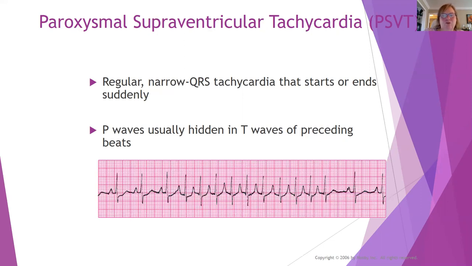Let's see how many we have. 1, 2, 3, 4, 5, 6, 7, 8, 9, 10. And then do you notice there's a little bit of a gap? And we move back into what will be our normal sinus rhythm. So it's not unusual to see it's a rapid beat. It's that narrow QRS, because it's not starting in the ventricles. It's starting up above that bifurcation into the bundle branches.